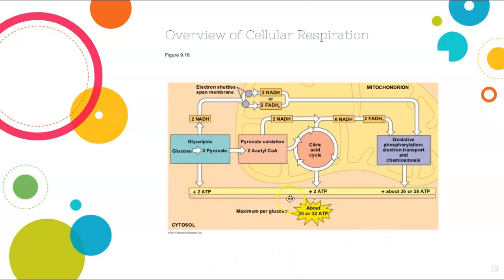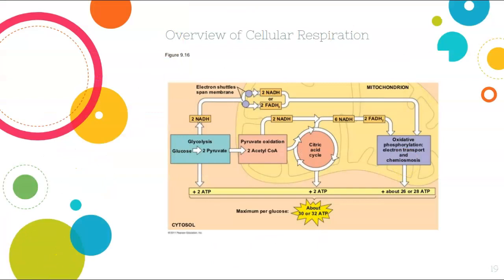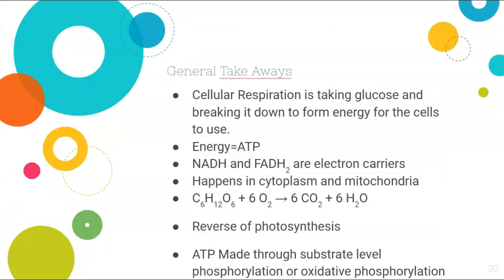Glycolysis produces a couple of ATP, citric acid cycle produces a couple of ATP, and the oxidative phosphorylation, that electron transport chain at the end, produces 26 to 28 ATP. So the majority of the ATP come from that big old ride the electrons take and hydrogens flowing in through oxidative phosphorylation. It's a mouthful. Okay, so there's kind of the overview of what's going on with that.